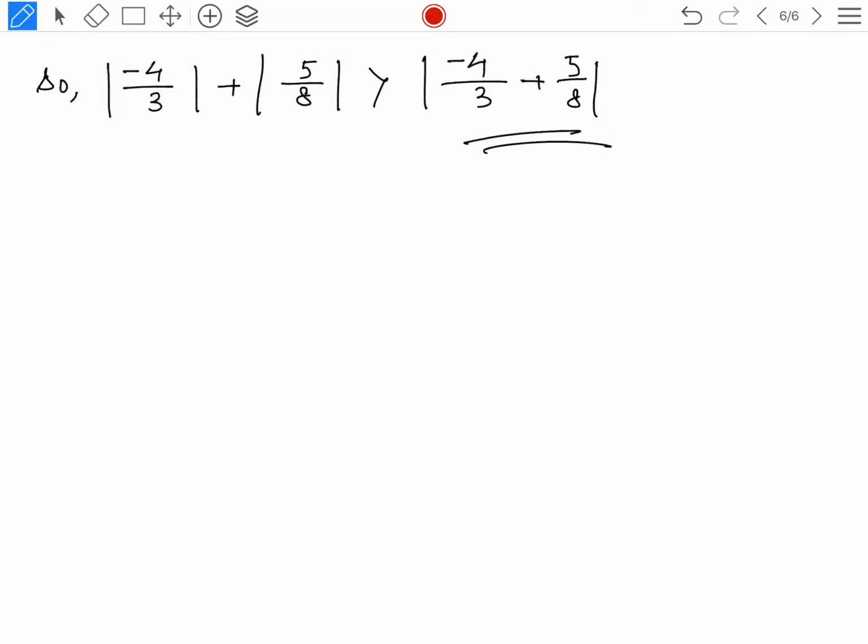So in the next class we are going to learn about representation of rational numbers on a number line.